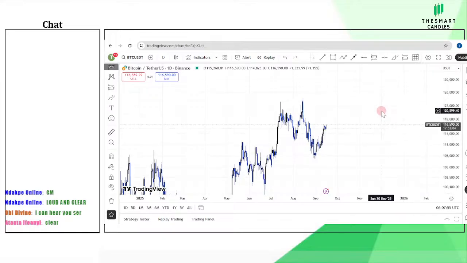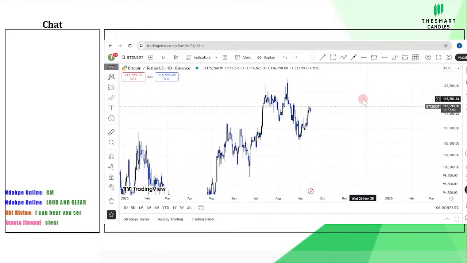So here we are on the daily time frame, and what can we see on the daily time frame? First, we had a break of structure at this point. We had this last break of structure at this point on the daily time frame.